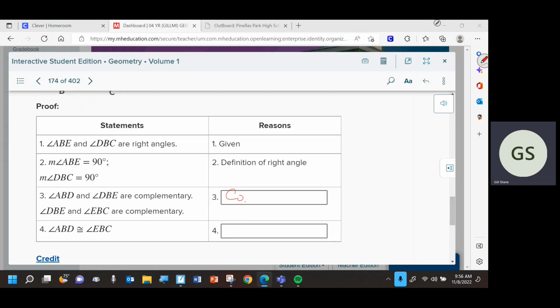So complement theorem. Again, if it's about 90-degree angles, complement theorem's probably a pretty good guess. If you have 90-degree angles involved and there's 2 smaller angles inside that 90-degree angle, I'd say that's a pretty good go-to. And then last, but certainly not least, let's see, we're going from A.